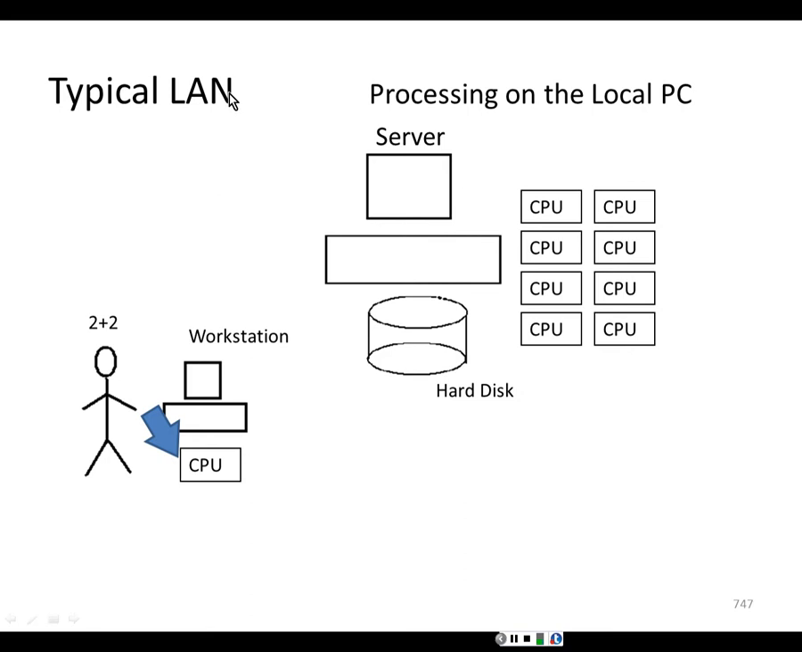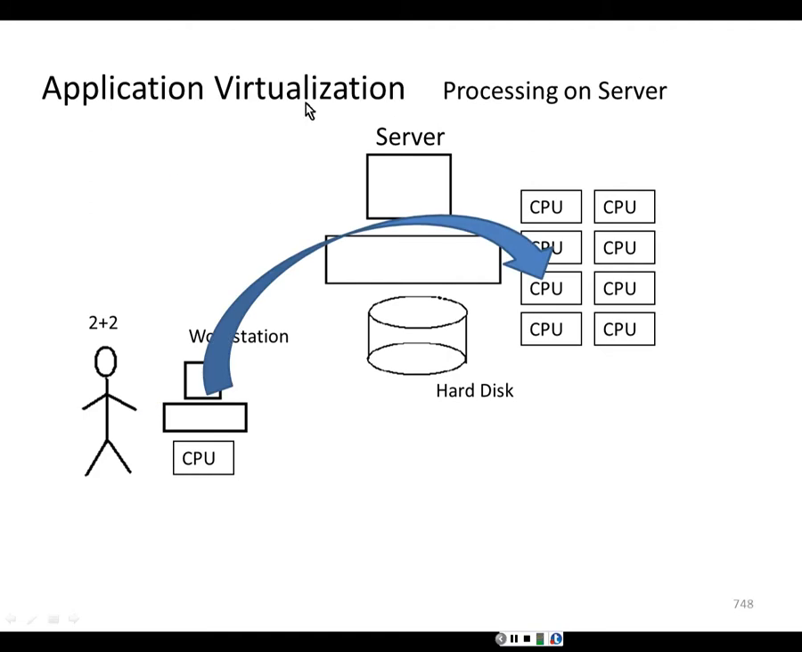Now, in a typical local area network, when a user is working at his PC, if he adds 2 plus 2, all that processing occurs on the CPU of the individual PC. And the server might have 8 CPUs and none of them are being used. That's a typical LAN. Typically, all processing goes on in the processor of the PC, and users can save their files up to the hard disk on the server. However, in application virtualization, the 2 plus 2 occurs on the server, and thus instead of using 1 CPU, the user is using, in this example, 8 CPUs.